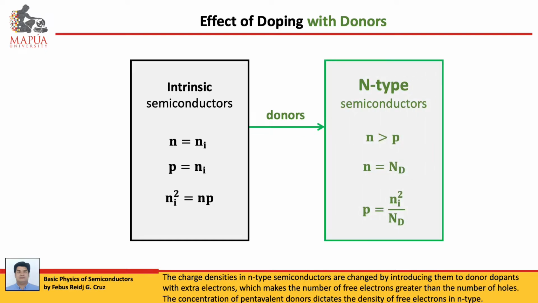The charge densities in N-type semiconductors are changed by introducing them to donor dopants with extra electrons, which makes the number of free electrons greater than the number of holes. The concentration of pentavalent donors dictates the density of free electrons in N-type.